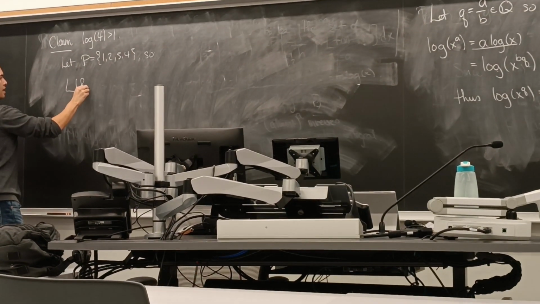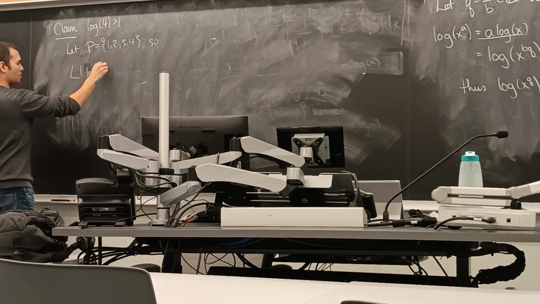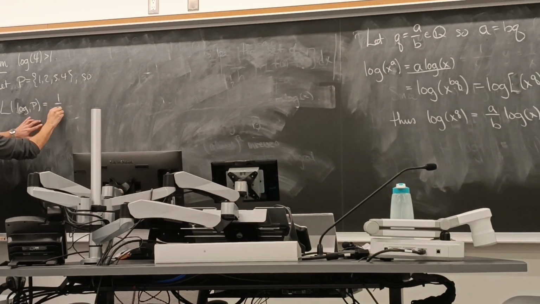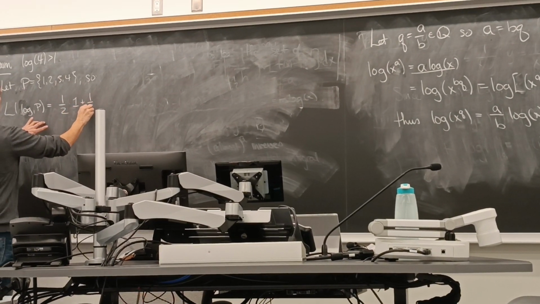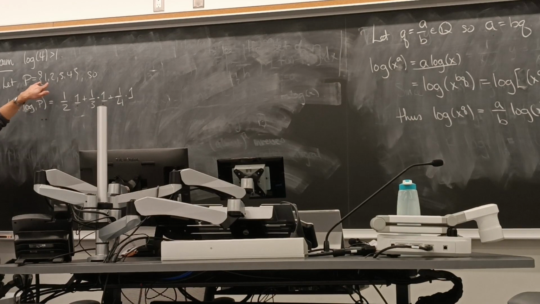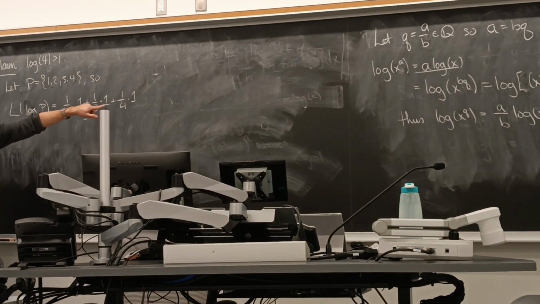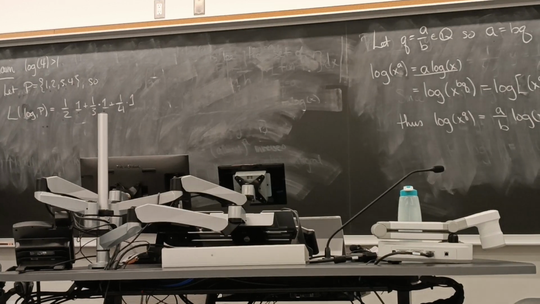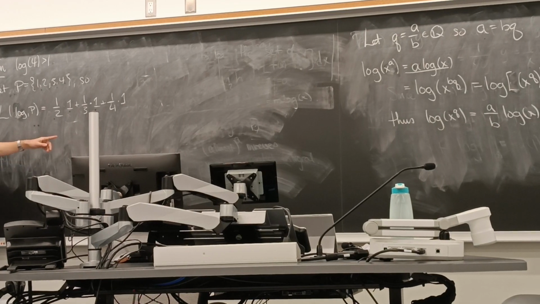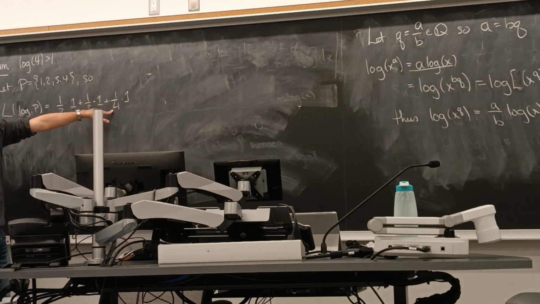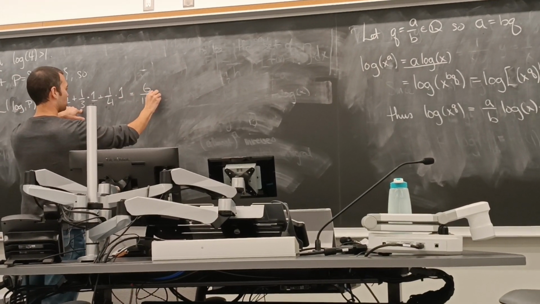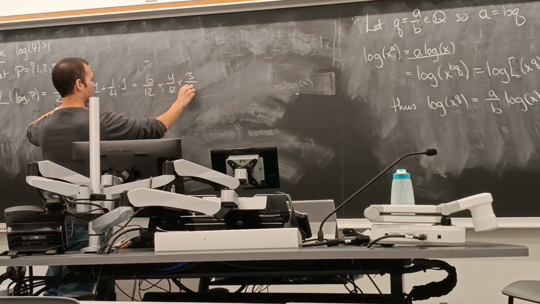So L f, or L log, on P is equal to what? On the interval 1, 2, it's going to be 1/2 times 1 plus 1/3 times 1 plus 1/4 times 1. These ones are the lengths of each of the intervals, and then the 1/2, 1/3, and 1/4 is the infimum of the function. Everyone agrees? And what do we get when I add this up? Let's make everything base 12. So I get 6/12 plus 4/12 plus 3/12. Look at that.